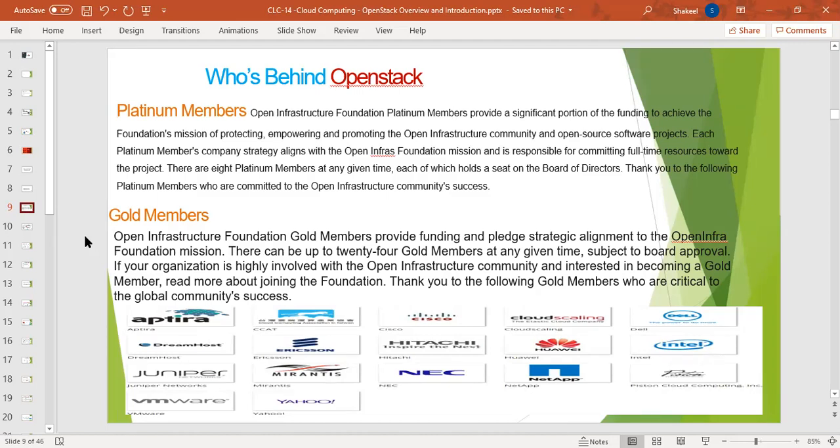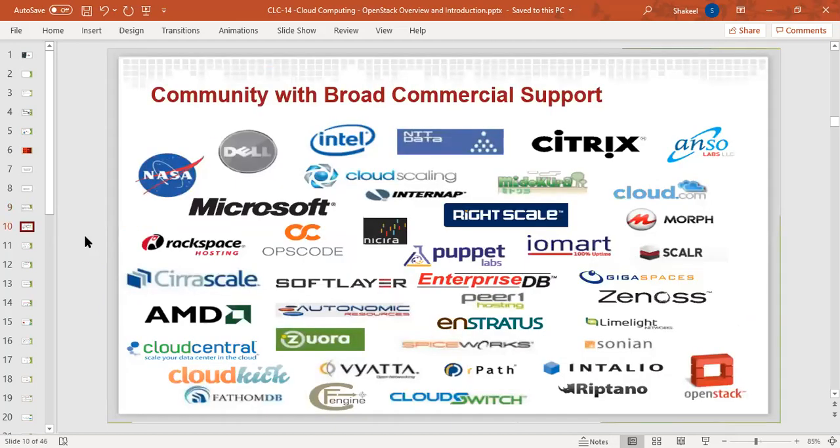The other type of members are gold members. Open Infrastructure Foundation gold members provide funding and pledge strategic alignment to the Open Infra Foundation mission. There can be up to 24 gold members at any given time, subject to board approval. If your organization is highly involved with the open infrastructure community and interested in becoming a gold member, it can be part of these members. Community with broad commercial support. These are the companies that are supporting OpenStack.